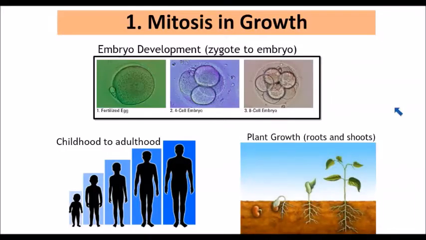And then obviously it occurs in plant growth as well. That is how the roots and the shoots would grow. They usually have certain parts of the roots and shoots known as the meristems where mitosis would occur, and that would allow the roots to get longer and the stems to get taller and wider, and obviously the leaves to get bigger. So these are three examples of mitosis in growth.